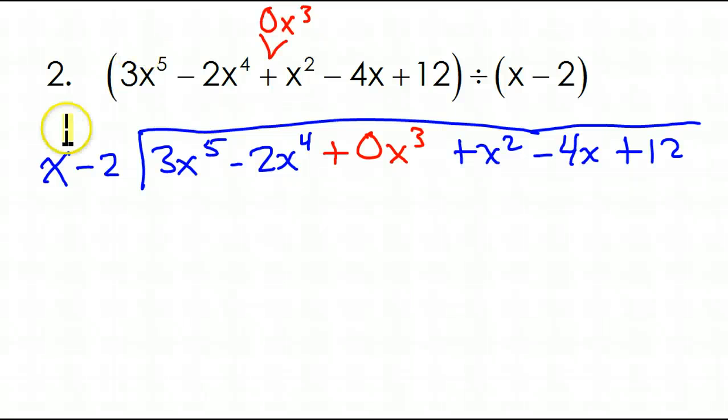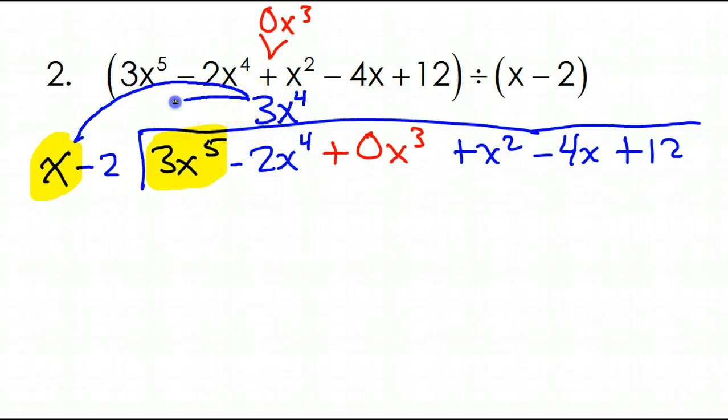So I'm going to look at the first 2 terms. So x times what makes 3x to the 5th power? Well, I'm going to need a 3, and I'll need an x to the 4th power. So I'll need 3x to the 4th power. Line up your x's to the 4th power. Once you have this, do the distributive property with it.